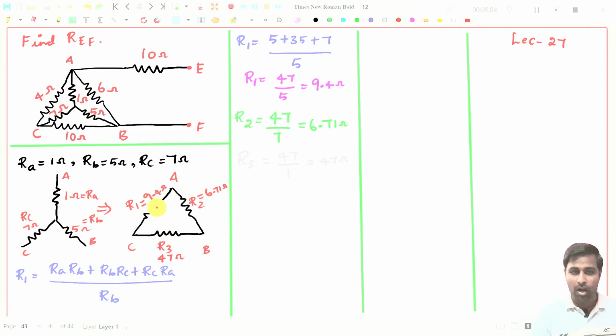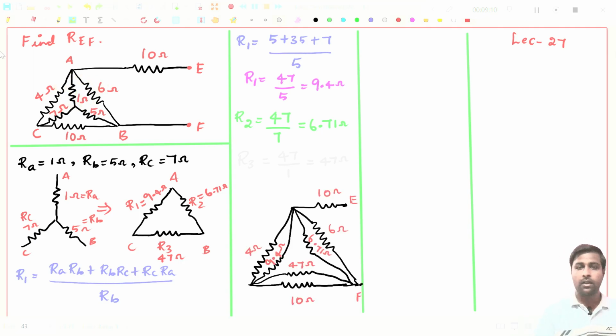Now you draw this delta connection in the circuit. That I will draw now. And you see, I have drawn this diagram. I have replaced this star connection with this delta connection, right? I have drawn here, anyhow, this is point A, this is point B, and this is point C, right? So I have written A, B, C.